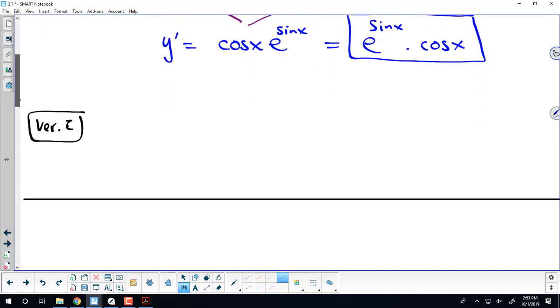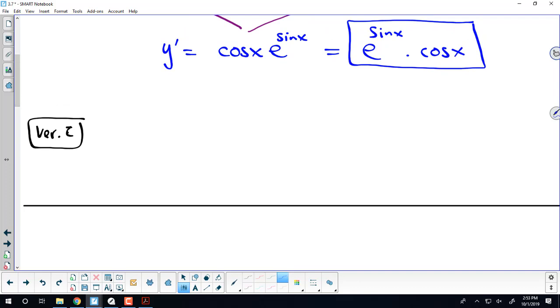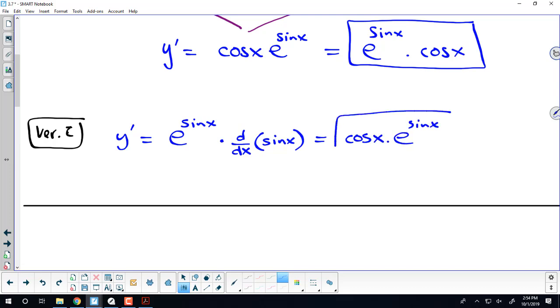Okay. Version 2 for our derivative just says we take the derivative of the outside function and leave the inside function alone. So the derivative of e to a power, assuming the power is not constant, the derivative of e to some function is e to that function times the derivative of that power. I don't know what that is. Looks like a 2.